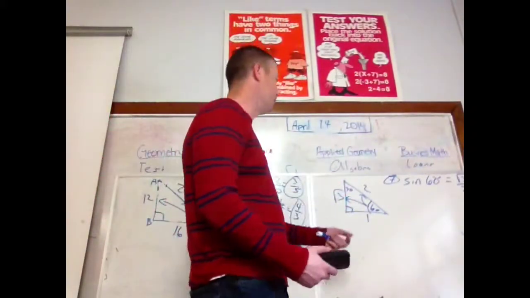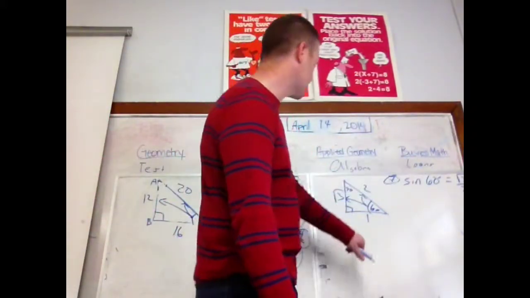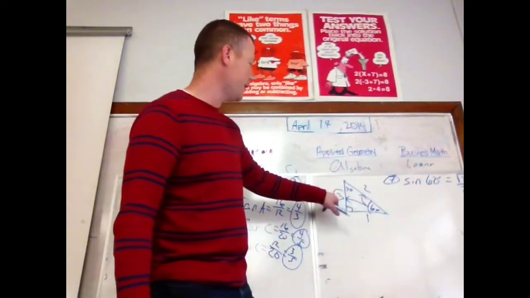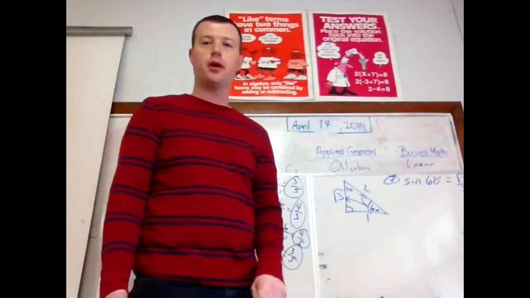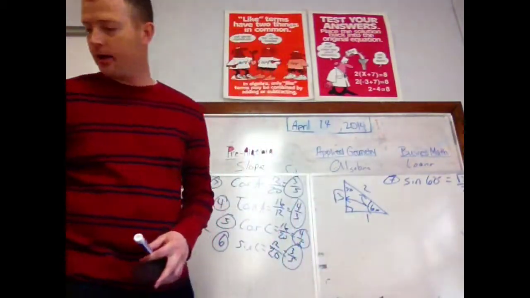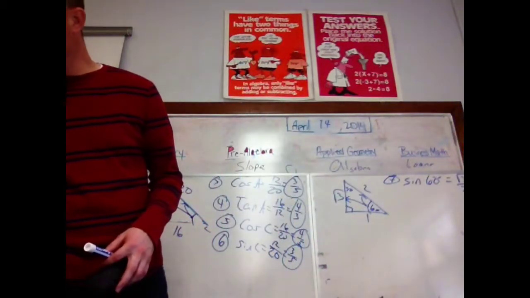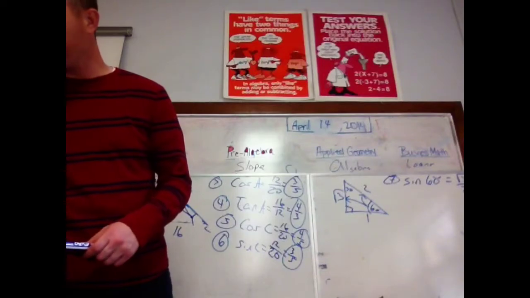Alright, so number 7. It's sine 60. So we look at 60, square root 3 over 2. Opposite over adjacent. Square root 3 over 2, that is what our answer is. Alright, number 8. It says find x to the nearest hundredth.